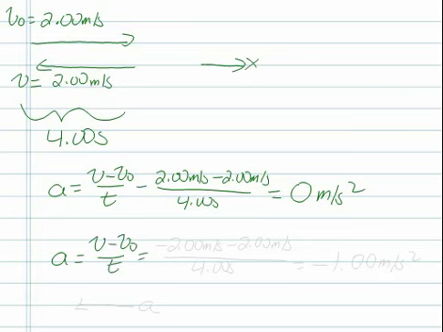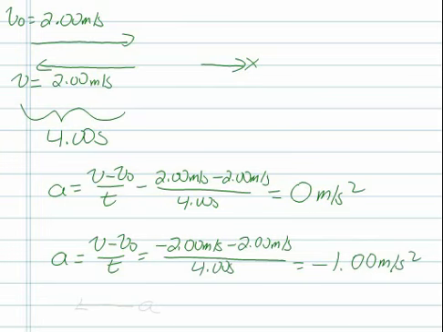Since the final velocity is opposite our axis, it would be negative 2 meters per second minus the initial 2 meters per second over 4 seconds. So that's negative 4 meters per second over 4 seconds, or negative 1.00 meters per second squared.